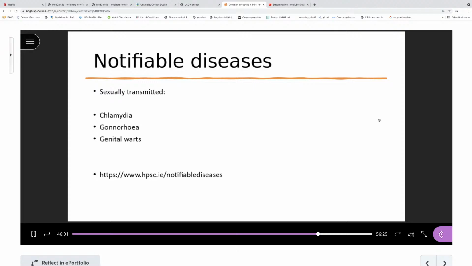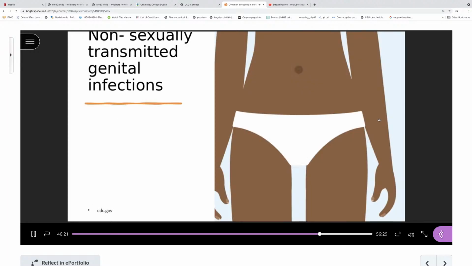Okay, and just to mention again the notifiable diseases. So chlamydia, gonorrhea, and genital warts are all notifiable diseases. Gonorrhea specifically should be referred to a specialist clinic. So even though we often may see it, or not often, we see chlamydia and genital warts a lot more often, but we do see gonorrhea in general practice. But for a lot of reasons, this needs to be dealt with in specialist services.